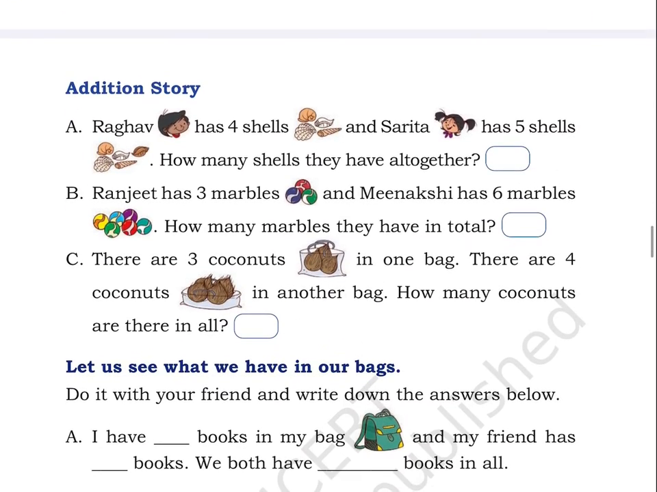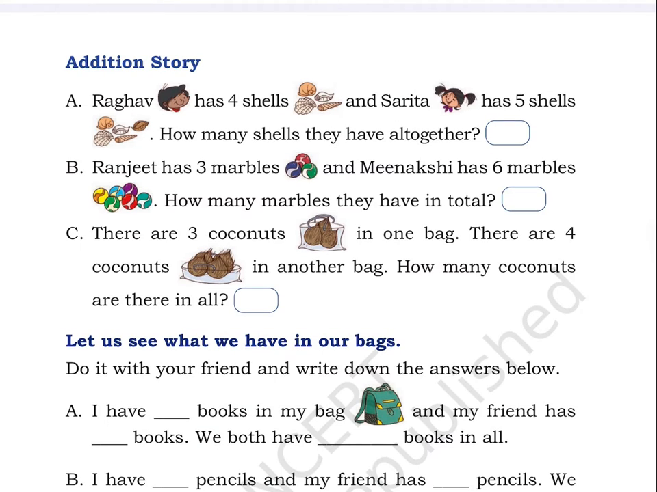Page number 57. Addition story. A. Raghav has 4 shells and Sarita has 5 shells. How many shells both have altogether? Blank. B. Ranjit has 3 marbles and Meenakshi has 6 marbles. How many marbles they both have in total? Blank.